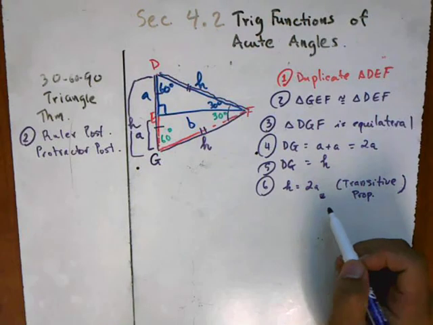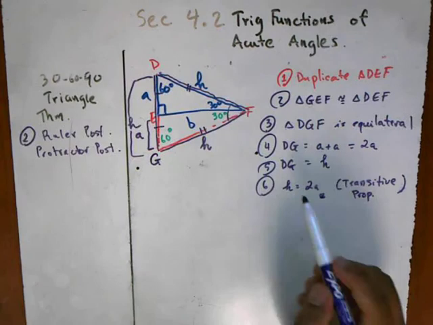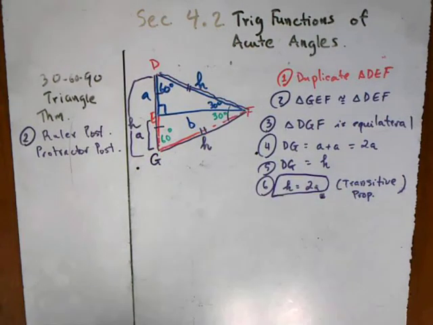This little box here, I see this in a lot of math books. It means we're done with that part of the proof. H is equal to 2A, and that's a very important idea: that the hypotenuse is just twice as big as the shorter side.